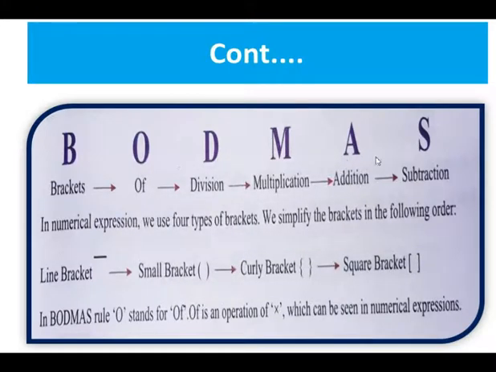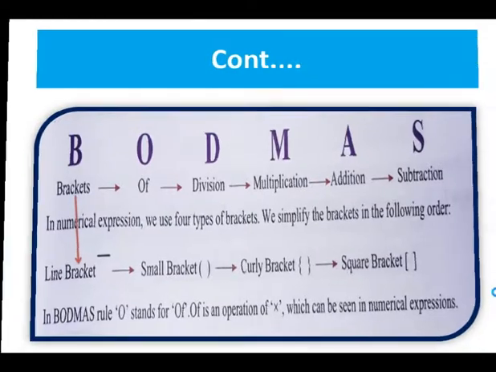So here we have been given the rule of BODMAS. B for bracket, O for of, D for division, M for multiplication, A for addition, and S for subtraction. Brackets have also been divided as line bracket, small bracket, curly brackets, and square brackets. You can see how small brackets have been drawn, the shape of curly brackets, and square brackets, and the line bracket, or we call it a bar. In the BODMAS rule, O stands for of, and of is an operation of multiplication which can be seen in numerical expressions. Okay.